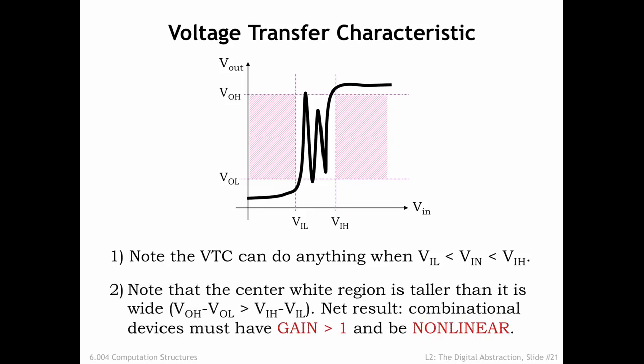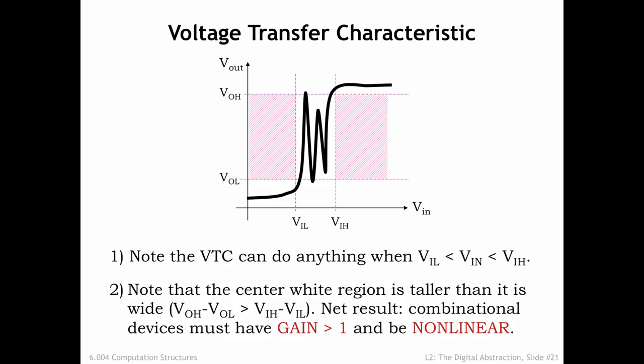Second, note that the center white region bounded by the 4 voltage thresholds is taller than it is wide. This is true because our signaling specification has positive noise margins, so VOH minus VOL is strictly greater than VIH minus VIL. Any curve passing through this region, as the VTC must, has to have some portion where the magnitude of the slope of the curve is greater than 1.